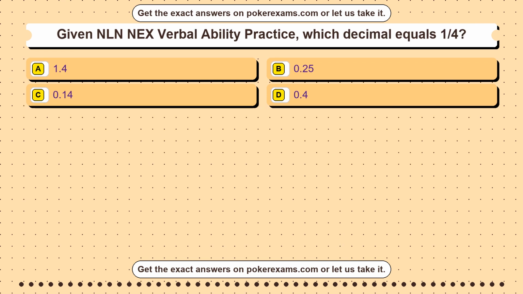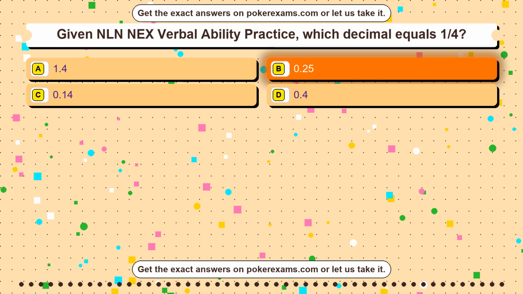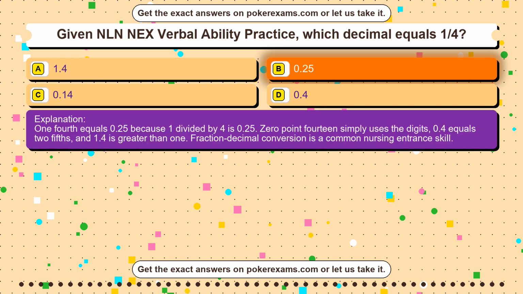Question 8. Given GED statistics practice, which number is 7 less than 20? Option A, 140. Option B, 13. Option C, 17. Option D, 27. The correct answer is option B, 13. 7 less than 20 equals 13.